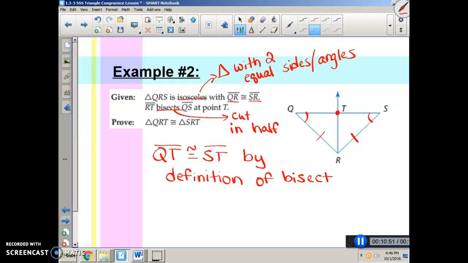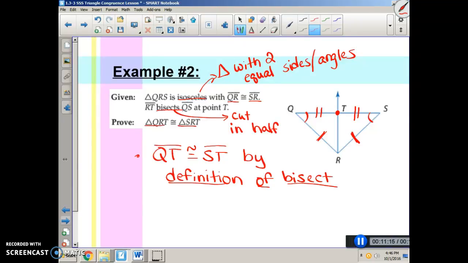Like we talked about, you can't just say why something is. You have to give a real reason. This is my real reason. Definition of bisect. And I'm going to mark my picture. Notice I'm using the double lines because they're not the same as this. Okay? They're their own little separate thing. I'm looking to prove that those are the same.